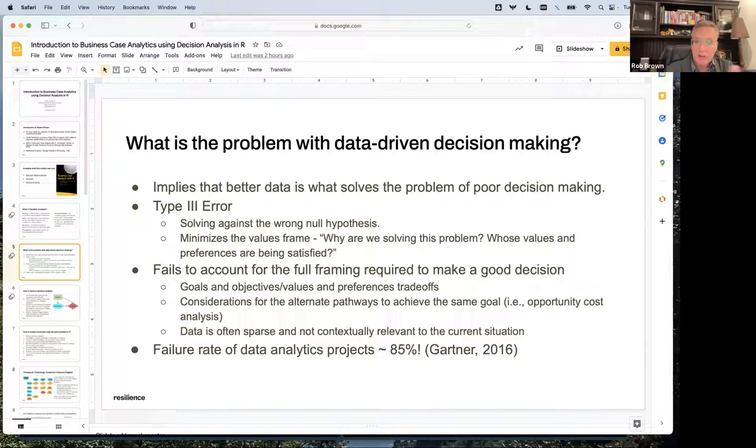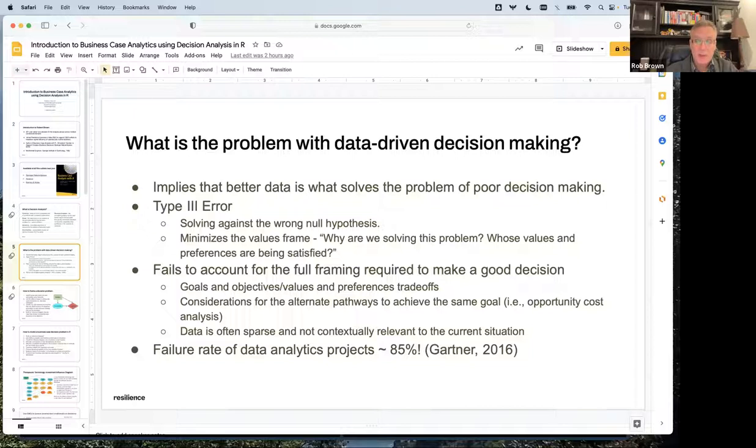And the result of all of this that has happened over the last maybe even decade now, as data science has become so prevalent, is that the failure rate, and this is maybe a little bit dated in terms of its history now, but the failure rate, according to Gartner in 2016, of data analysis projects was on the order of 85%. And the largest reason for that was going back specifically to these type three errors. People are not necessarily solving the right problem for the right reasons. They're doing a lot of really good, what I call science fair projects.